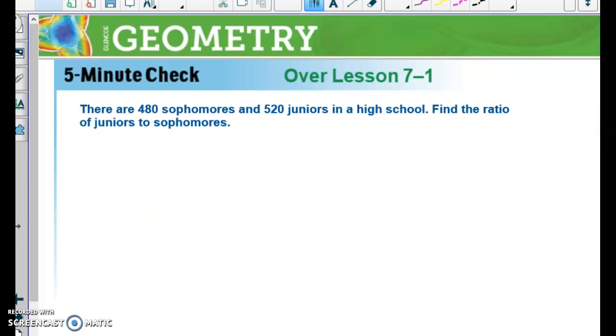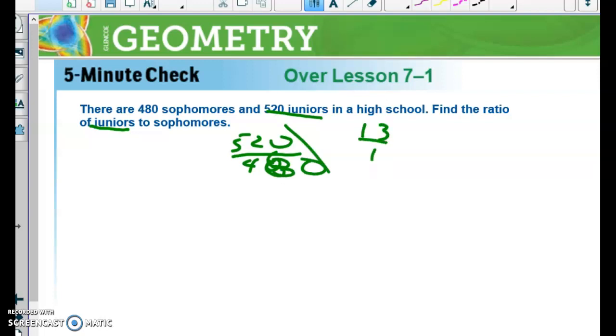Alright, so let's get started on this quick check. It says there are 480 sophomores and 520 juniors in high school. Find the ratio of juniors to sophomores. Well, notice that juniors is said first, so it goes on top. So I get that, and of course we can simplify that down to 13/12 by dividing by 40.